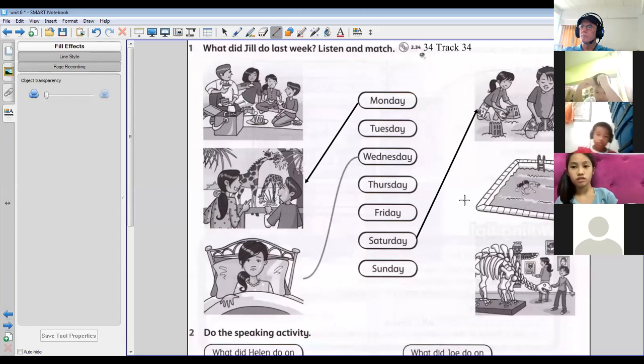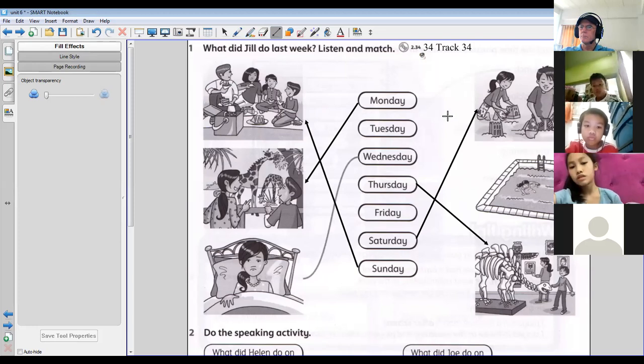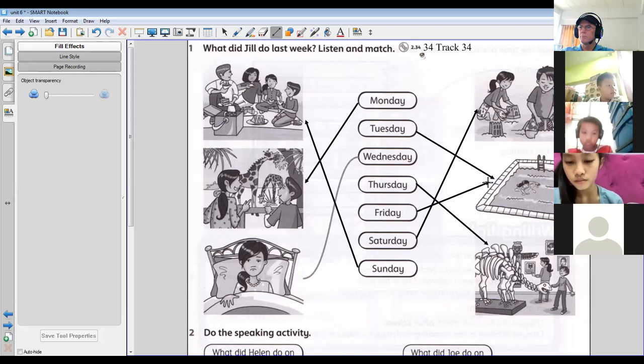Did you go to the museum last week? Yes, we did. We went to the museum on Thursday. What did you see? We saw a dinosaur skeleton. I love dinosaurs. What did you do on Sunday? We went to the park. It was fun. Did you have a picnic? Yes, we did. We had sandwiches and cakes. What else did you do? Did you go swimming? Yes, I did. I went to the swimming pool on Tuesday and on Friday. Did you go with your brother? No, I didn't. I went with my friends.